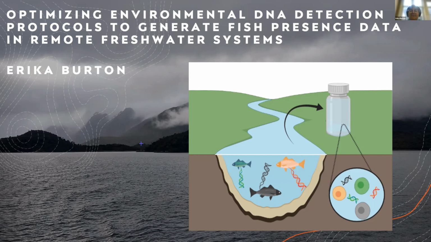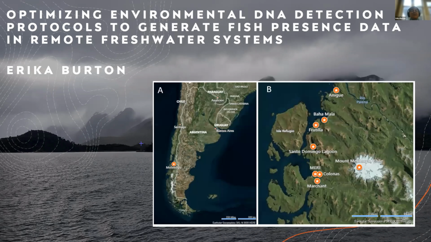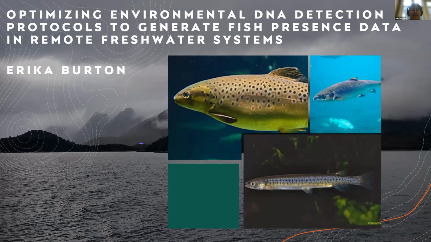And then you can collect a water sample and determine if your species of interest is there. So this is a very promising technique for remote areas, but still needed some validation. So I performed, in collaboration, of course, with some researchers in Chile, a pilot study in Chilean Patagonia, sampling 6 different rivers for environmental DNA of 3 different fish species that were of interest.